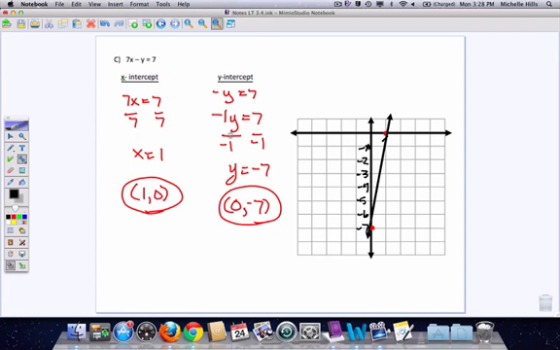Now, if it's possible to go by 1s, you need to go by 1s. You only need to change your scale on one axis if you have to get past positive or negative 10 on that axis. Good luck.